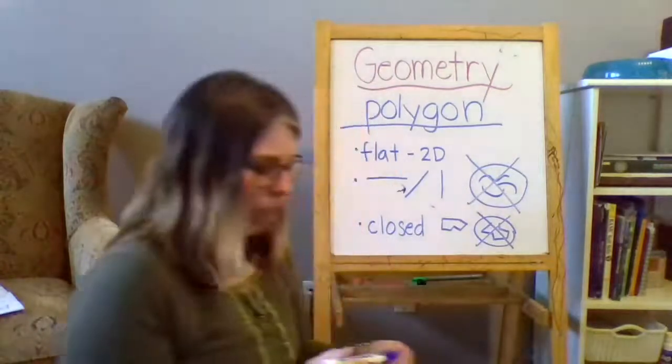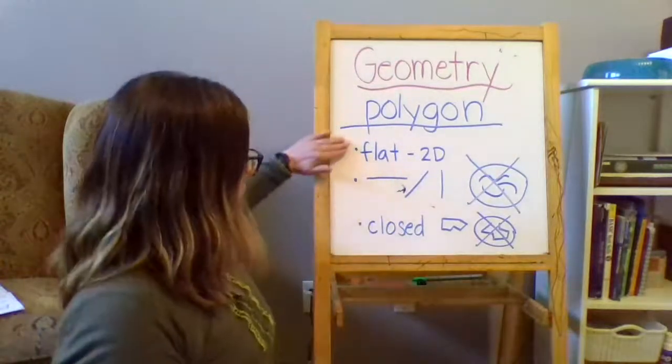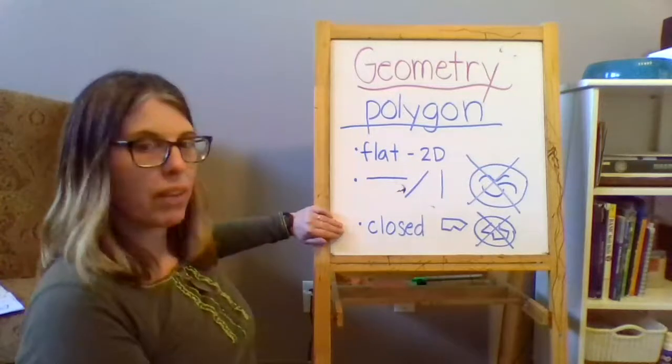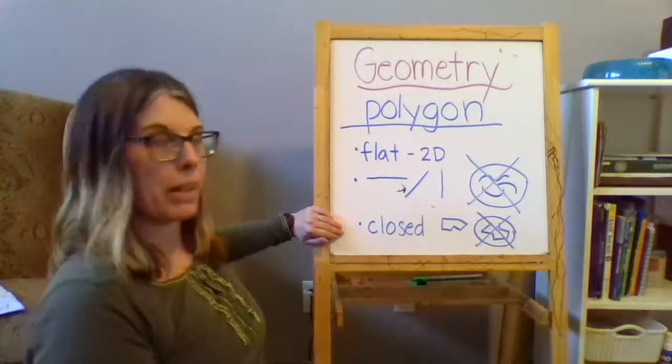So there's those three rules. And for a shape, you have to be able to say yes to all three of these for a shape to be a polygon. Now let me show you what we're going to do today.